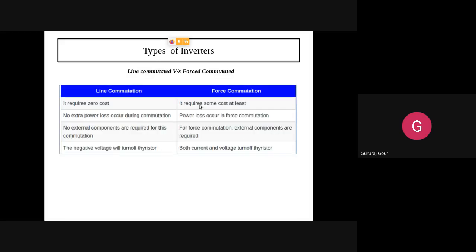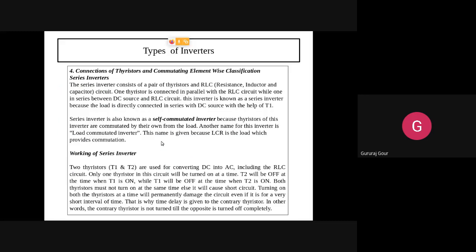So that one thing you have to remember, sometimes it may be asked, the difference between line commutated inverters and force commutated inverters. So the next one, fourth type of inverters, is based on the connection of thyristors and commutating elements. Based on that, we will again have two types, series inverters and parallel inverters. A series inverter circuit consists of a pair of thyristors and an RC circuit.